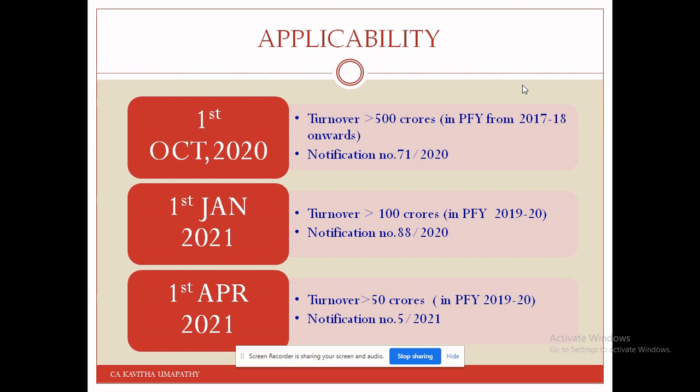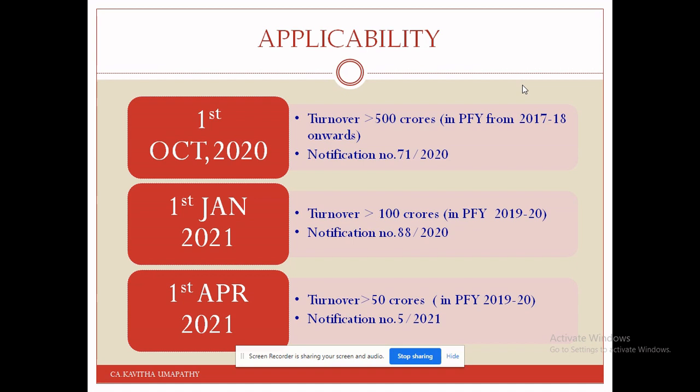Fine. Now we will move on to the applicability of e-invoicing. With effect from 1st October 2020, all registered persons whose turnover exceeds 500 crores have to issue e-invoice. That 500 crores has to be counted as aggregate turnover. If in any previous financial year from 2017-18, either 2018-19, or in any of the financial years, their turnover exceeds 500 crore, then e-invoicing is compulsory and mandatory with effect from 1st October 2020.